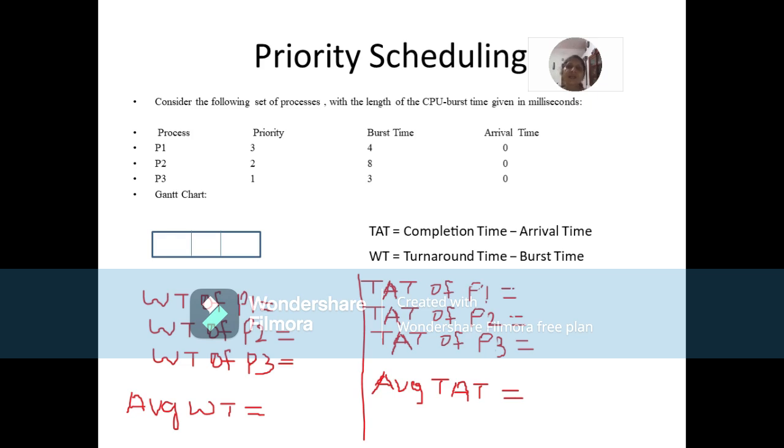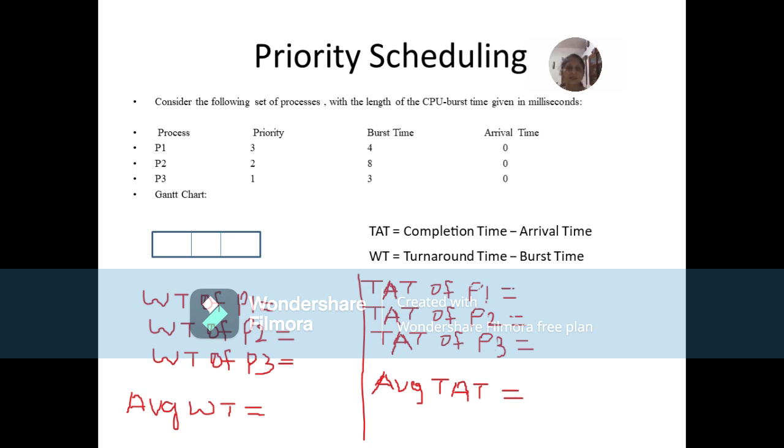Hello students, today I will be discussing the priority CPU scheduling algorithm. In this case every process will be associated with some priority number, and for this example priority number 1 will be considered the highest priority, priority 2 is the second highest, and priority 3 the third highest. So 1 means first priority, 2 means second priority, 3 means third priority, and so on.